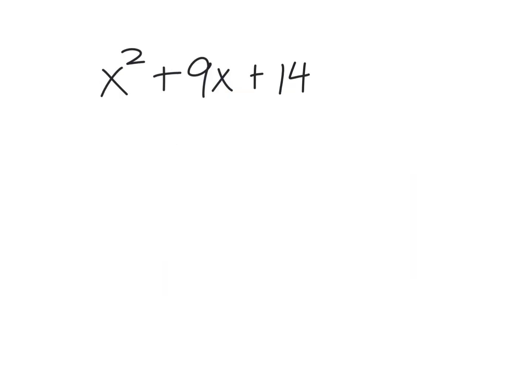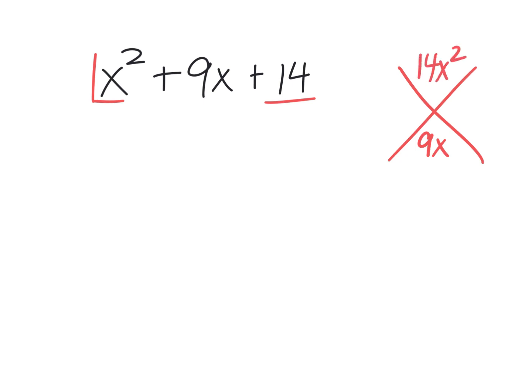All right, let's try another one. This time, again, let's do our little diamond problem. When I add, I want 9x, and when I multiply, this is really like a 1, it should be 14x squared. So you have to think of, what times what is 14, but when you add, you get 9. Well, that looks like 7x and 2x.